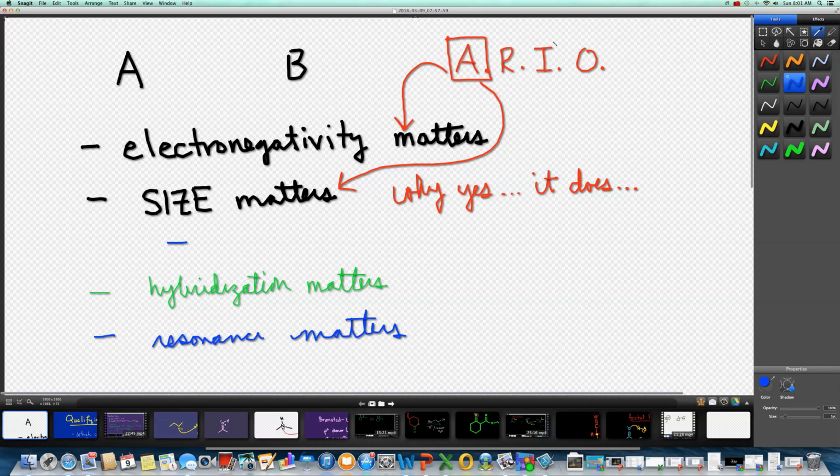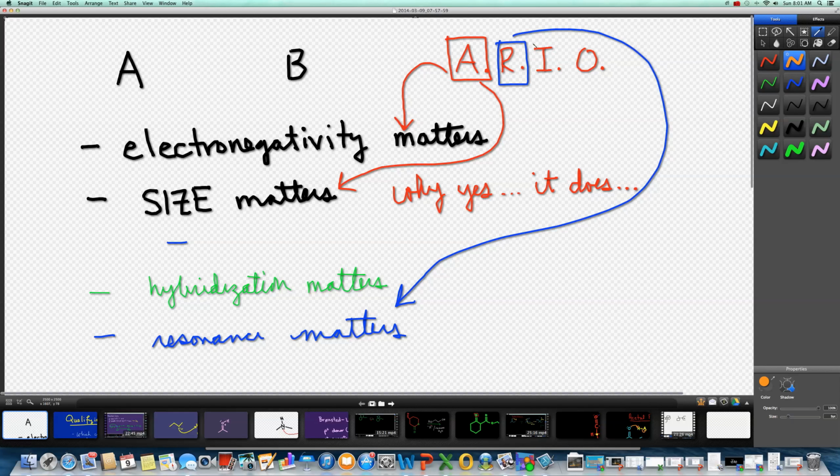The R is for resonance, which fits into my rule number 4. The I is inductive effect, and that really isn't covered in my rules. I guess it is covered, but it's covered more implicitly. But that's just going to talk about hyperconjugation and also electronegativity in terms of delocalizing charge. So we're just going to write induction. And of course the O stands for orbital, which we can certainly relate to hybridization.